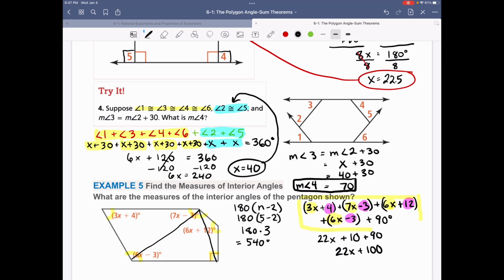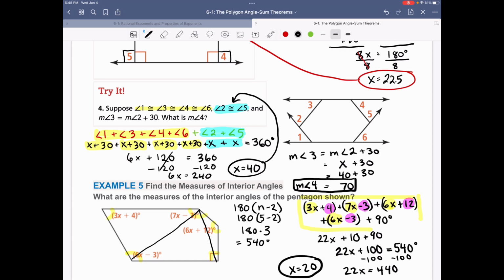Now we have to set that equal to the 540 and solve it for x. Subtracting 100 from both sides, we get 22x equals 440. Divide both sides by 22, and you would get, let me see, I think it's 20. So x equals 20.